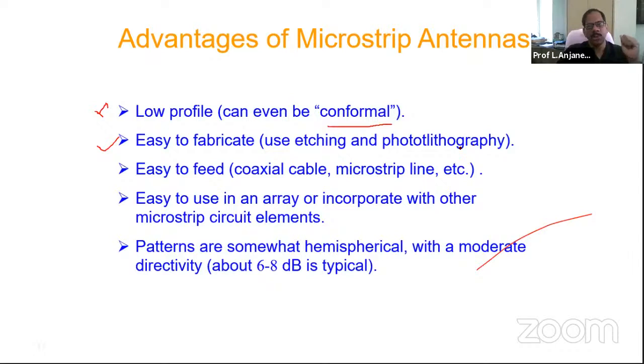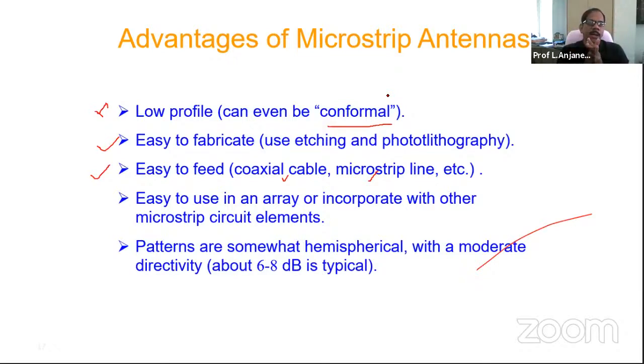They use a photolithography technique, like how we manufacture PCBs with the printed circuit structure etched on it. Similarly, the antenna can be fabricated with a well-established process. They are also easy to feed. We can use a coaxial cable to feed, or a microstrip line. There are various types of feeding mechanism, and each has its own advantage, but mostly at microwave and millimeter wave frequencies, they prefer microstrip line feeding.